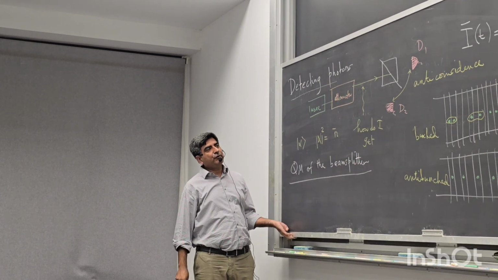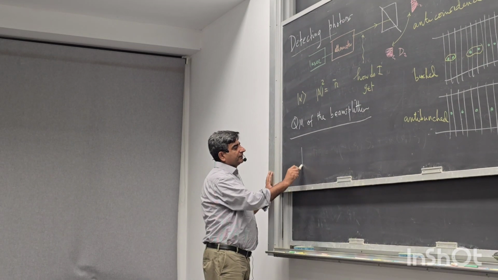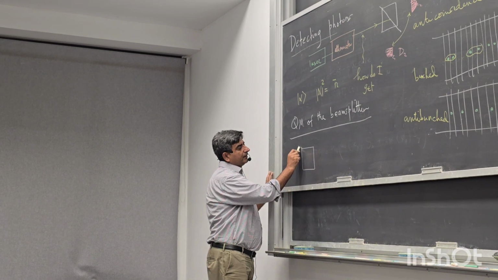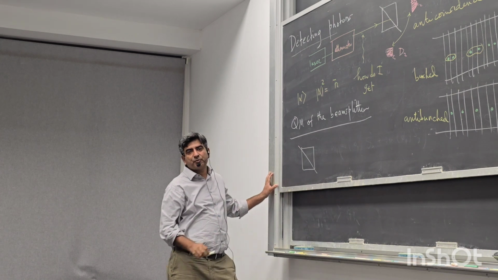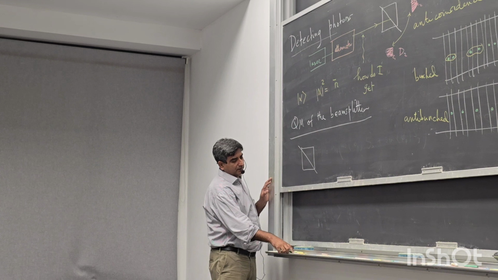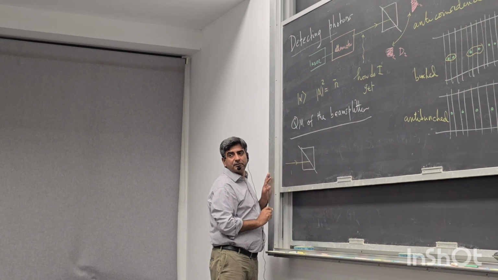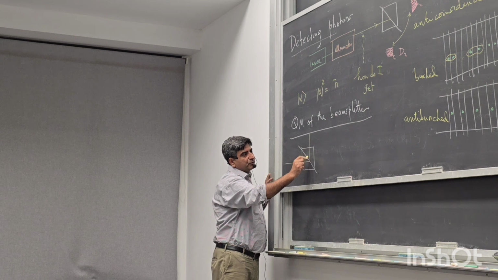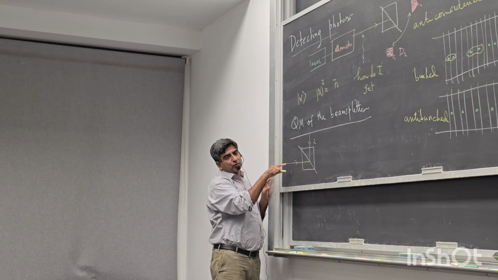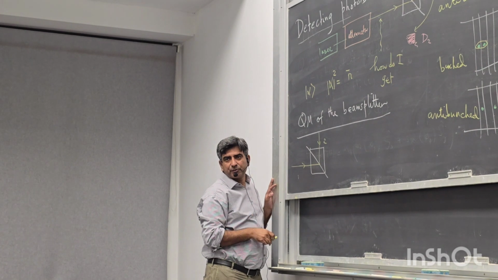Okay? Now if you look at the beam splitter, the best way of describing the beam splitter is the following. Suppose I have a beam splitter which has two input ports and two output ports. So let's call this input port 1, the second input port 2. So photons will come through 1 or 2, the two input ports.